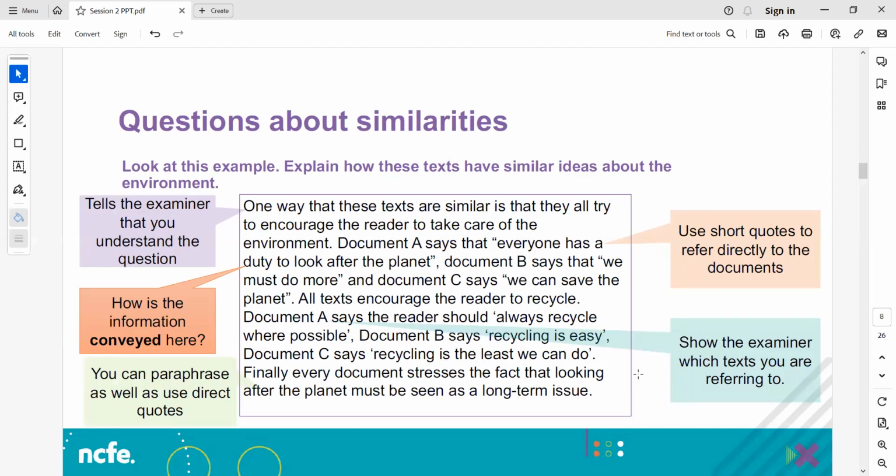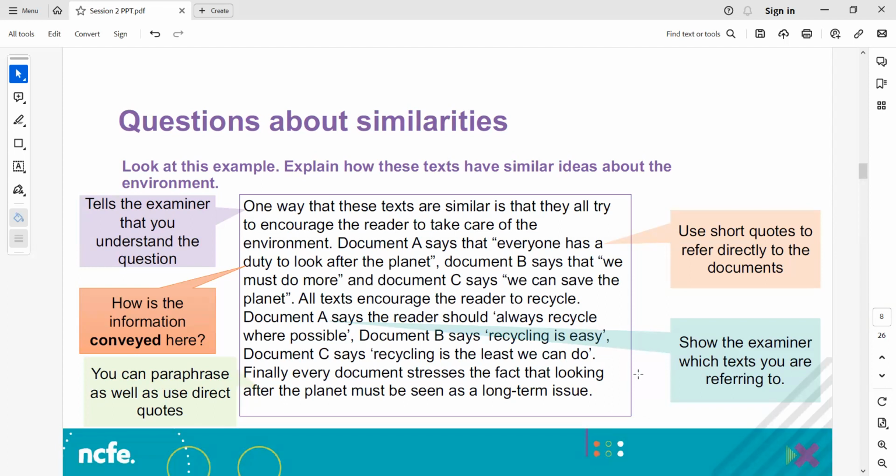So one of the questions you might have is about similarities between texts. And this is an example here. Explain how these texts have similar ideas about the environment. So I'm going to read it through and then we'll look at the boxes that are around the text. One way that these texts are similar is that they all try to encourage the reader to take care of the environment.